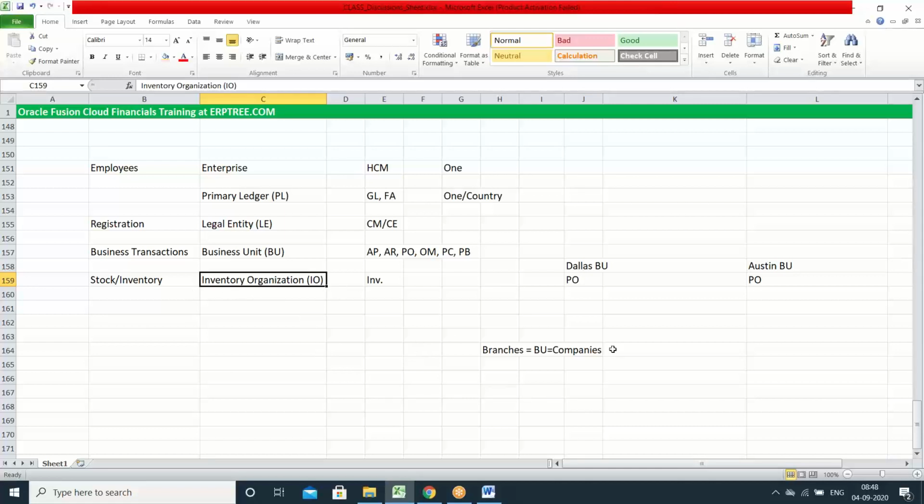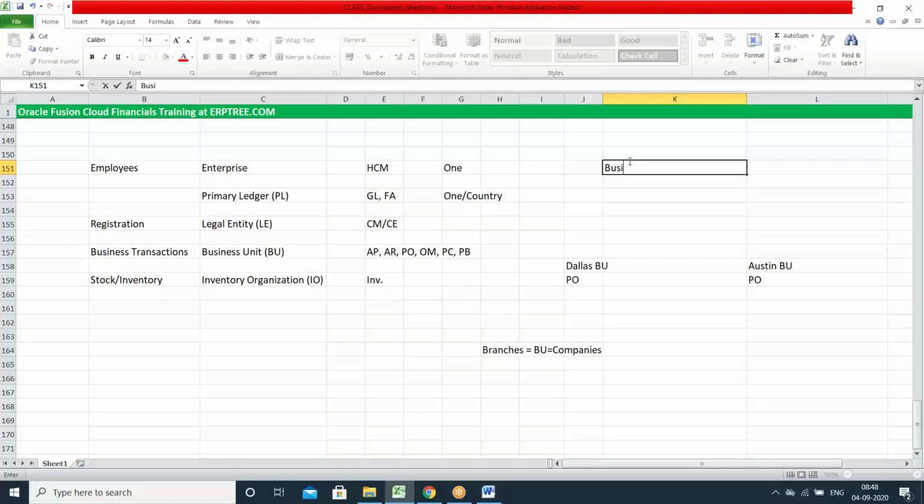Now let's talk about business units. It's a very, very important point. Business unit, BU. What is the benefit of a business unit? With a business unit, you can record the transactions separately and you can have data security, and you can have reporting separately, and you can have controls in the business process. So these are the primary reasons why we go with the business unit.